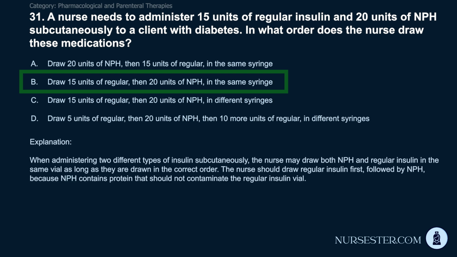When administering 2 different types of insulin subcutaneously, the nurse may draw both NPH and regular insulin in the same syringe as long as they are drawn in the correct order. The nurse should draw regular insulin first, followed by NPH, because NPH contains protein that should not contaminate the regular insulin vial.